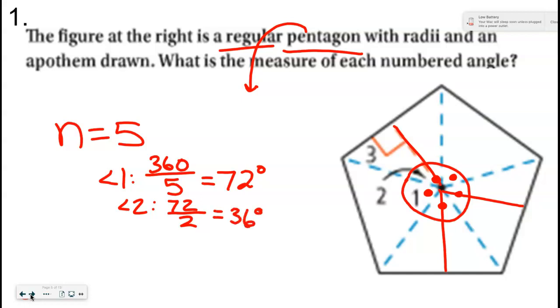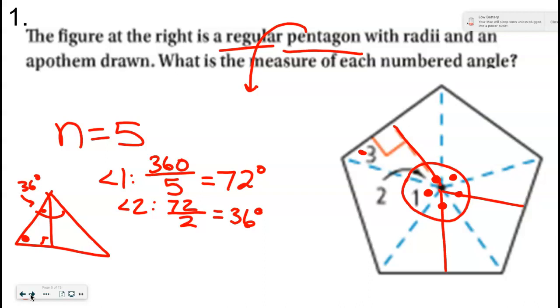And now I'm going to pull this out and make it a little bigger. I'm going to pull out one of the triangles. Angle 1 was this, 72 degrees. Angle 2 was this, because the apothem sliced it, and it was 36 degrees. This is 90. Angle 3 is sitting here, right there. So I'm trying to blow it up for you so you can see it.